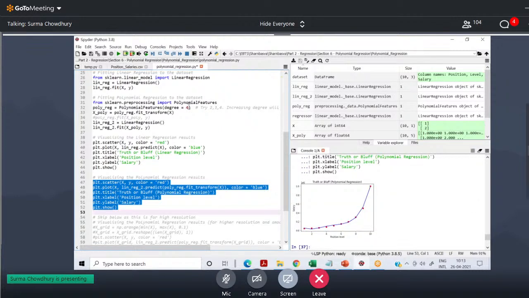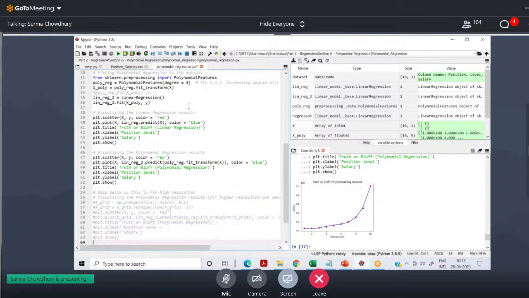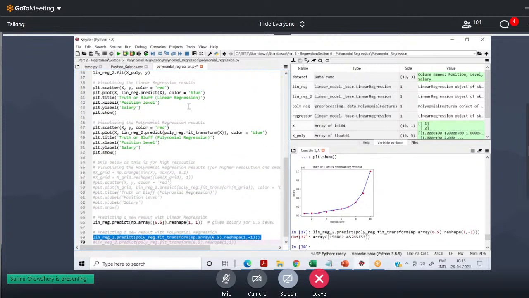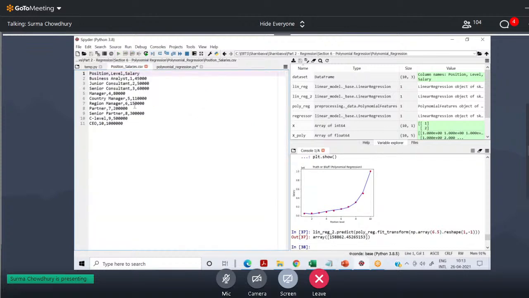See, this is a perfect fitting, right? With degree equal to 4, when I do the plot, you see the predicted line and the actual dots are more on the same line, right? It is really matching. And if I now predict this, it is around 158,000. That means it is pretty correct. It is something between 150k and 200k.